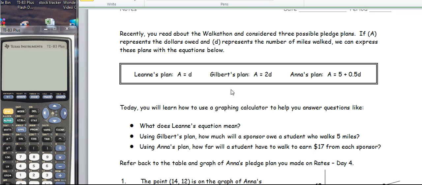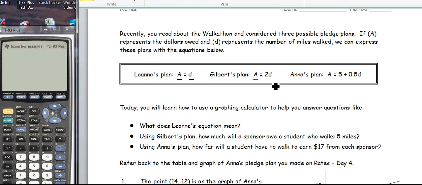Today we're going to start looking at how we use our equations, using our calculators, and trying to make sense of the equations using the data that we have. Our directions say, recently you read about the walkathon and considered three possible pledge plans. If A represents the dollars owed and D represents the number of miles walked, we can express these plans with the equations below. Leanne's plan, A equals D.